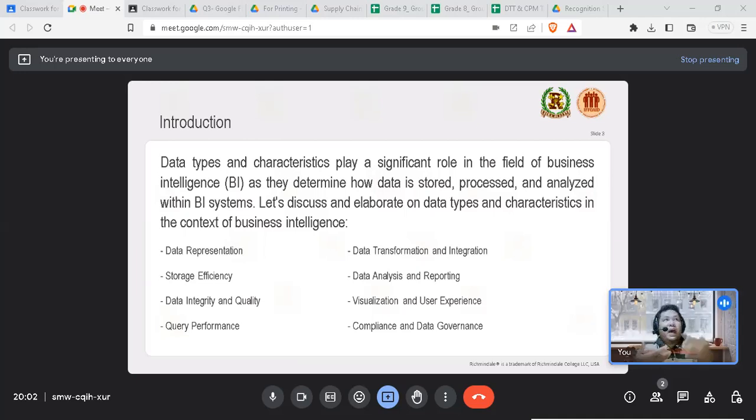So applying appropriate formatting based on data types improves the presentation of information in dashboards and reports.